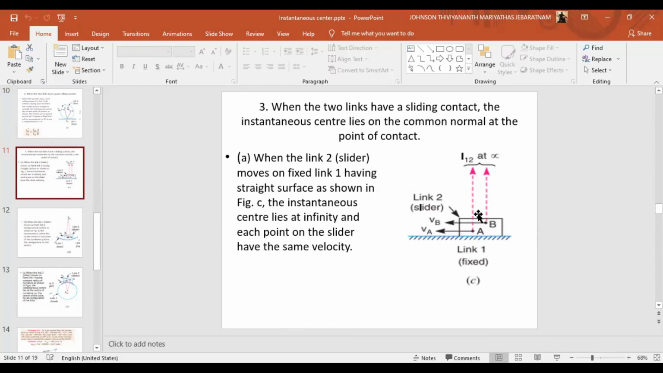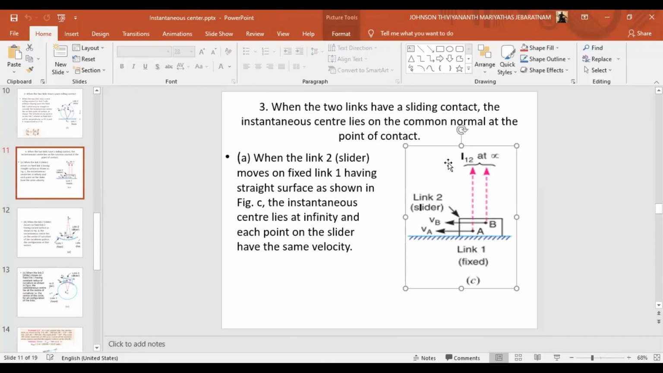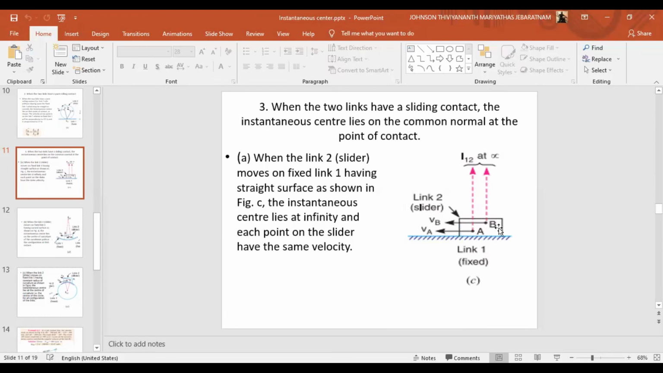Then we have the third type, when the two links have a sliding contact. So the slider crank mechanism is an example for us. This is a fixed link, and there's another link which is sliding on this. There's no other movement. It is sliding on this. So when the two links have a sliding contact, the instantaneous center lies on the common normal at the point of contact. So the common normal, that is the normal drawn between this link 1 and link 2, will meet at infinity.